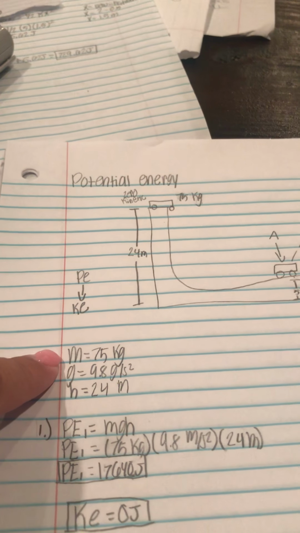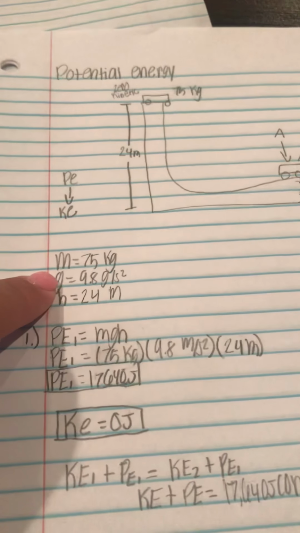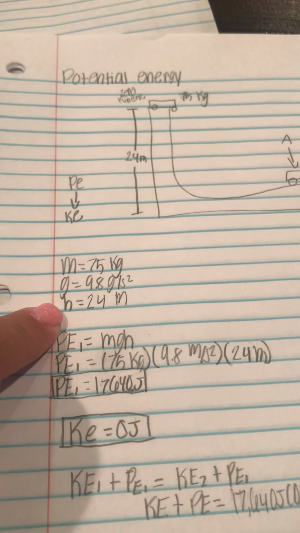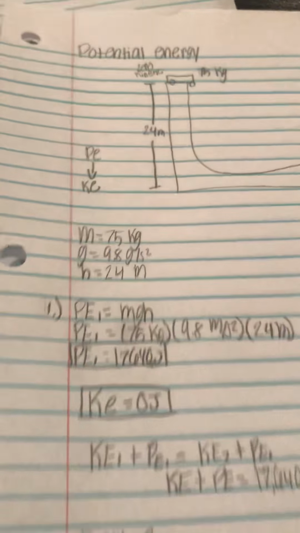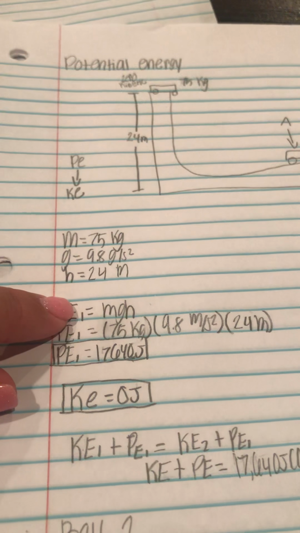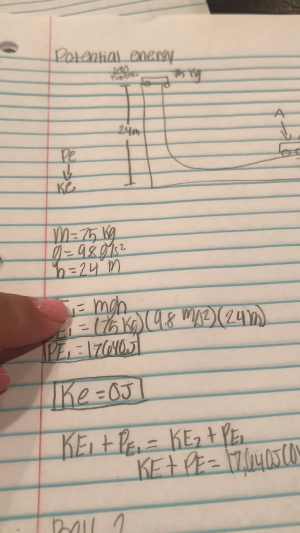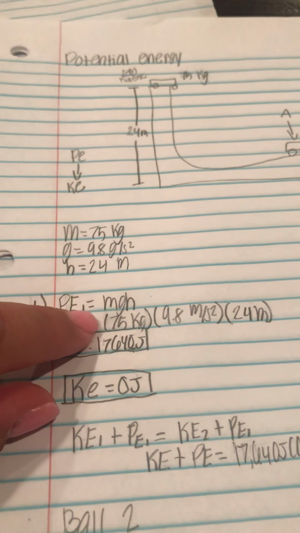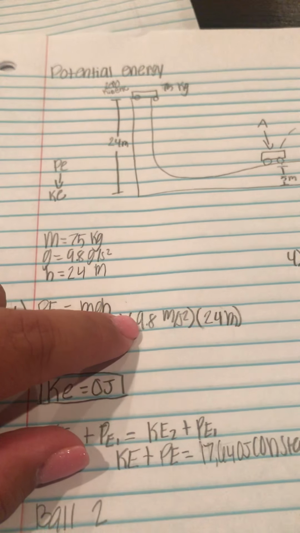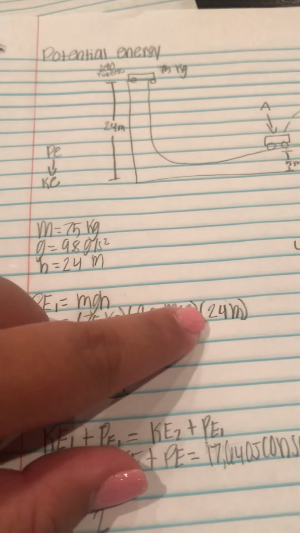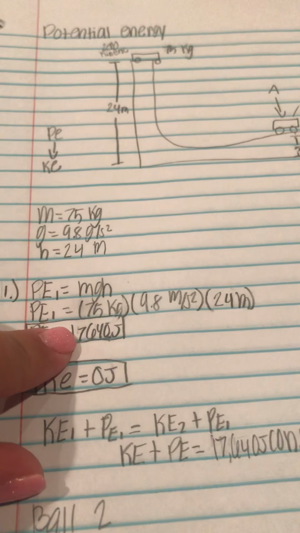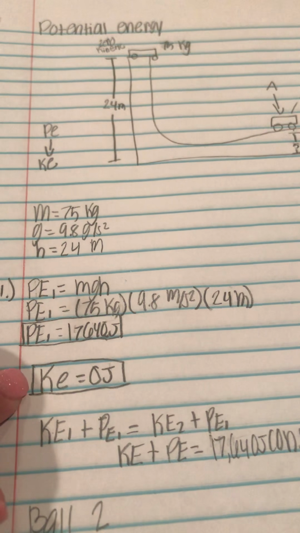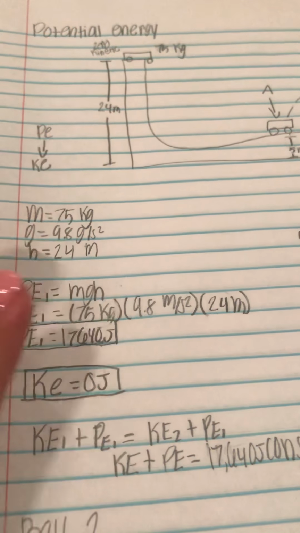So the mass is 75 kilograms. Gravity is 9.8 meters per second squared. Height is 24 meters. The first formula we're going to use is potential energy 1, which is mass times gravity times height. 75 kilograms times 9.8 meters per second squared times 24 meters, which is 17,640 joules. And kinetic energy is still 0 at this point.